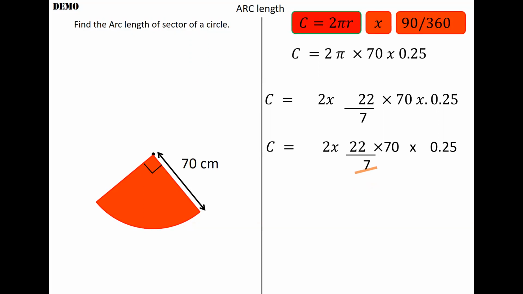So 7 into 10 here, 2 into 22 is 44, 44 into 10 is 440, that divided by 4, the answer is 110.